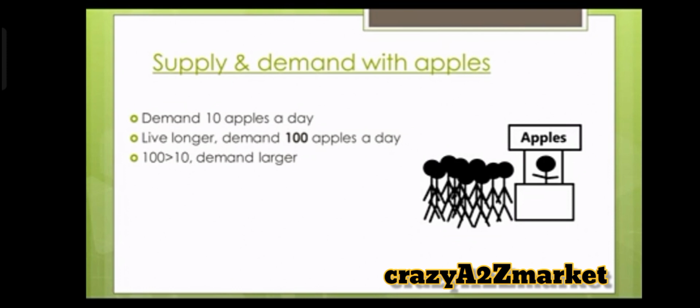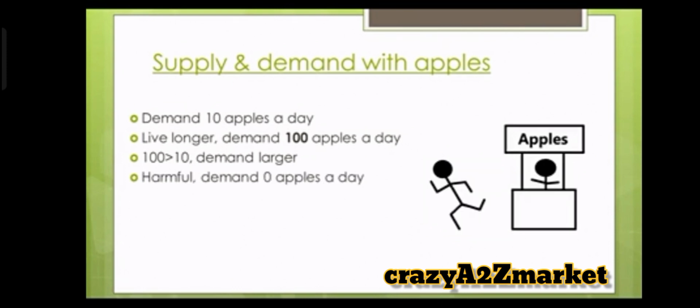But what if, however, scientists were to release a research article saying that eating apples is harmful and that you shouldn't eat apples as it will cause you to lose your hair. Suddenly you find that the demand for your apples, from 10 apples a day, drops all the way to 0 apples a day. So here is an example of when supply is larger than demand. Because you can provide 10 apples a day, however you find that nobody wants to buy your apples and that the demand for it is 0. So the price of each apple that you are selling will drop.